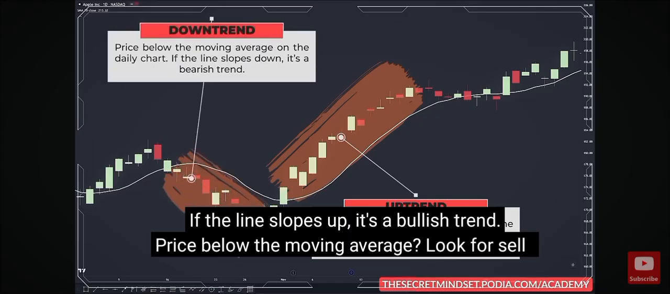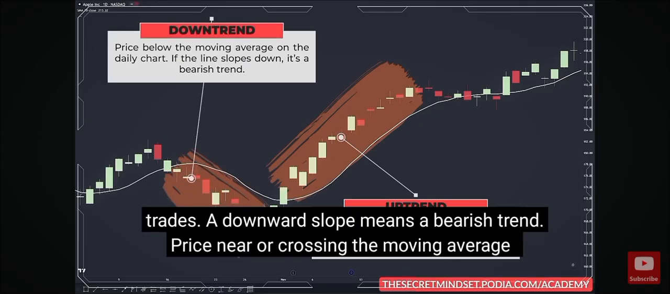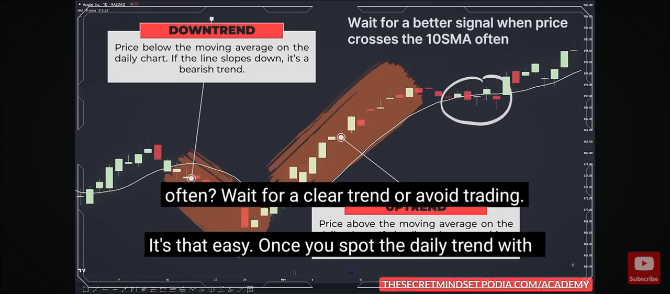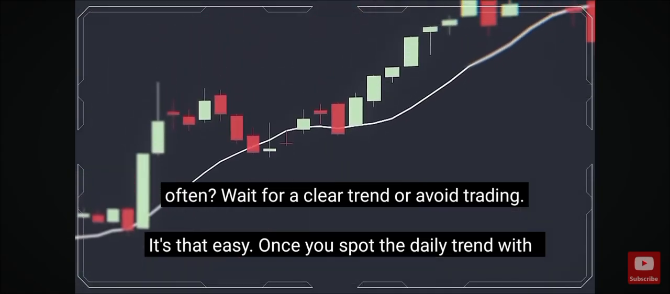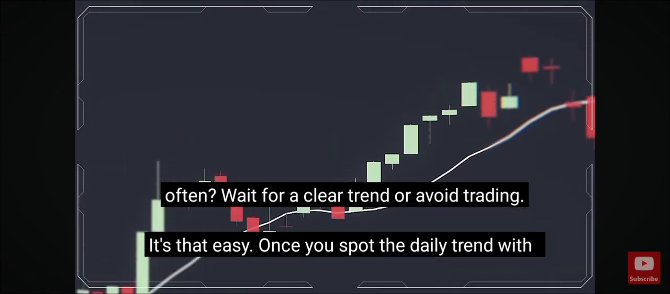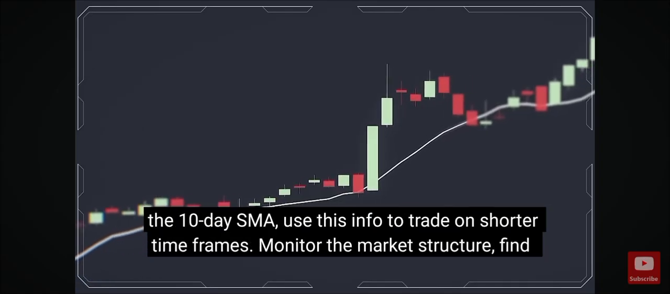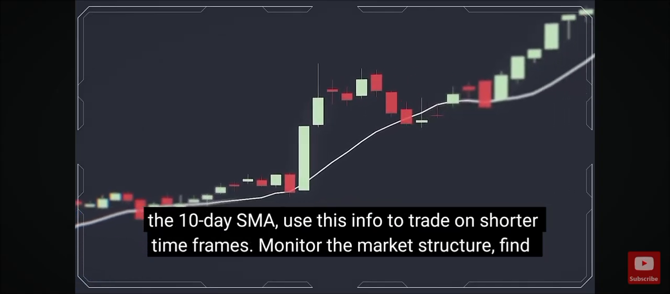Price below the moving average: look for sell trades. A downward slope means a bearish trend. Price near or crossing the moving average often: wait for a clear trend or avoid trading. It's that easy. Once you spot the daily trend with the 10-period moving average, use this info to trade on shorter time frames.